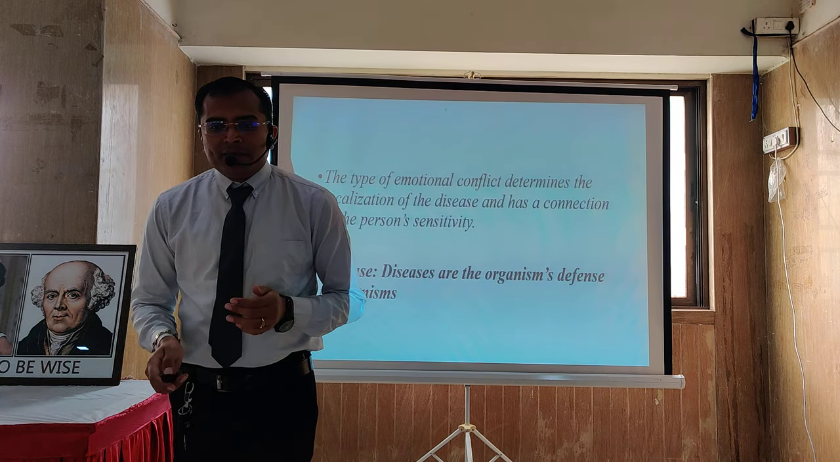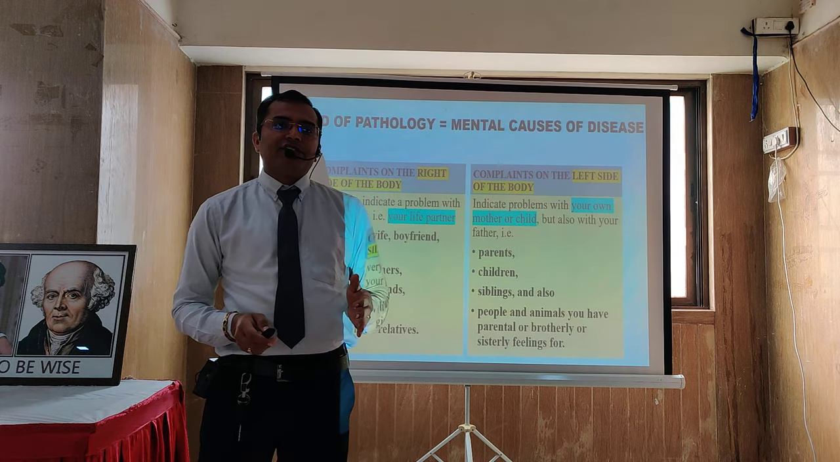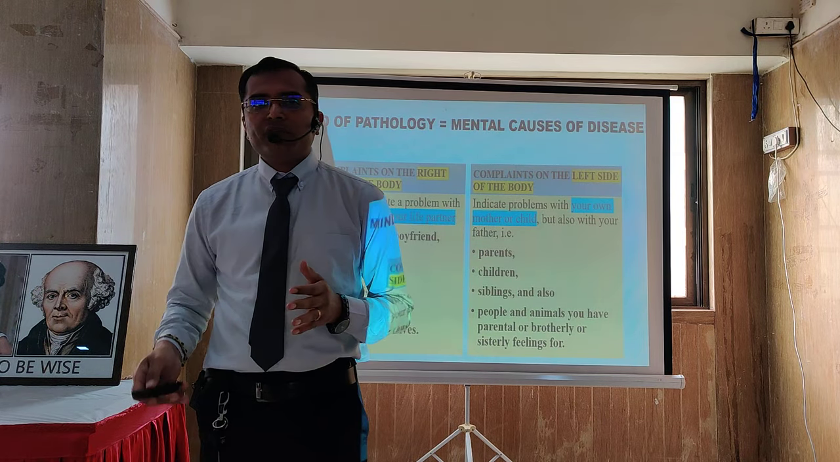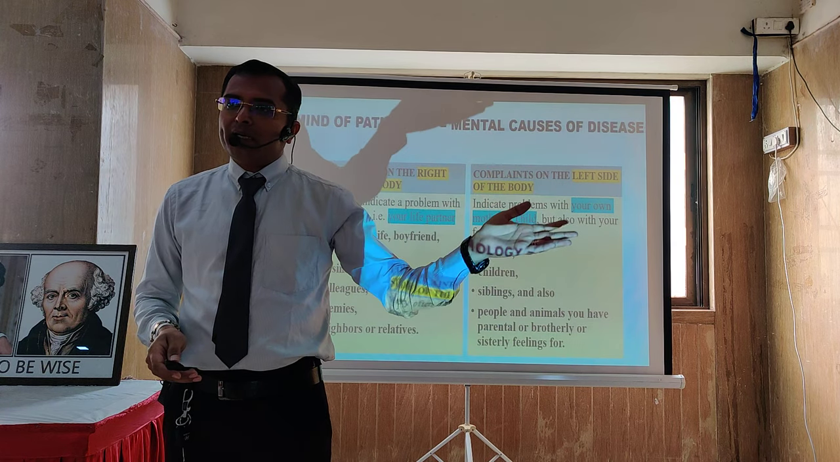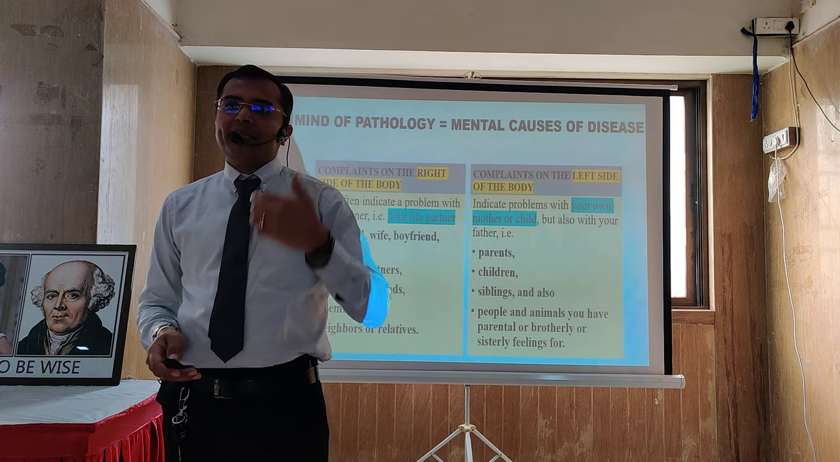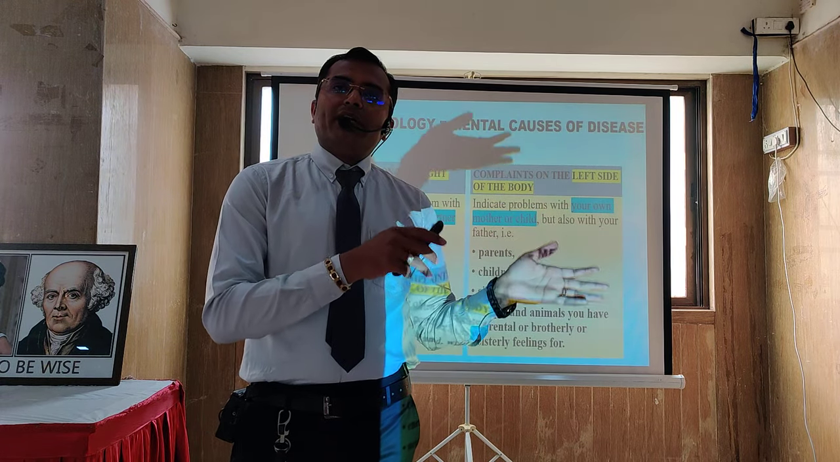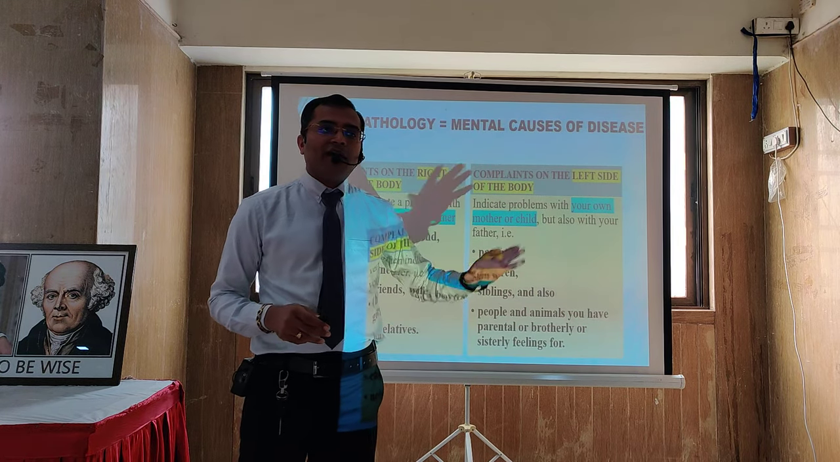Okay. Now, to understand the mind of pathology, Dr. Hamer has mentioned that the body is made up of two sides, the right side and the left side. If anything happens on the right side, it is mostly related to the life partner. And if it is happening on the left side, it is mostly related to the children, mother and home. So this was given as a conflict. So in case taking, why is this happening?